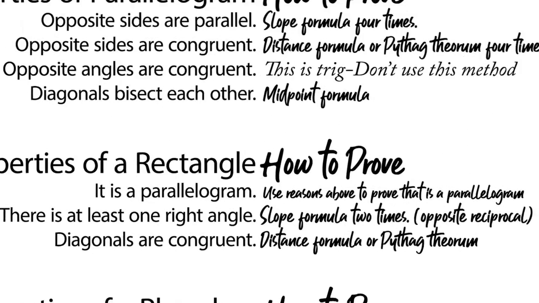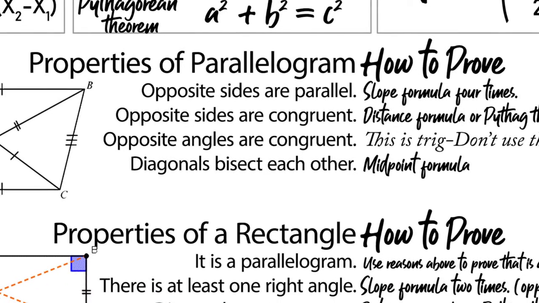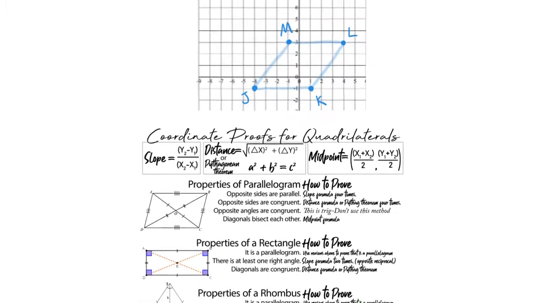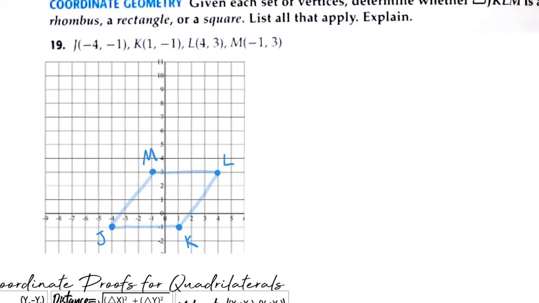And so let's draw our attention to the top of the sheet. Properties of a parallelogram and how to prove. We've got four options. We can prove that opposite sides are parallel using the slope formula 4 times. Alternatively, we can use opposite sides are congruent, opposite angles are congruent, but we're not going to be doing this actually on coordinate grids. We're going to hold off on that option. But the last option is proving using the midpoint formula that diagonals bisect each other. I'm going to keep it relatively simple, and I'm going to show that opposite sides are parallel. And to do that, we're going to be applying the slope formula 4 times. So let's jump right on in.